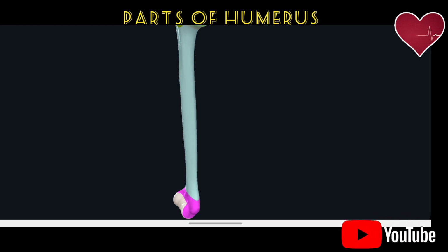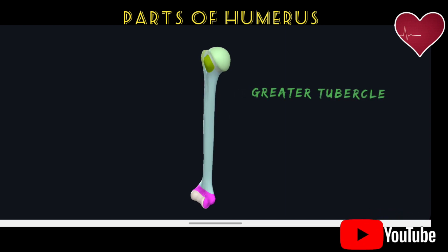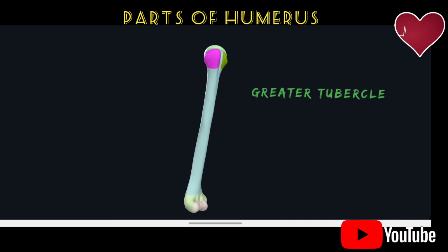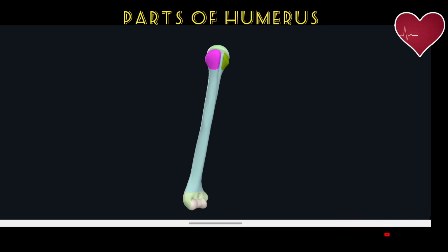And next we are going to see the greater tubercle. Greater tubercle, yeah, this part. It projects laterally from the junction between the anatomical neck and the body of the humerus, and it is located posterior to the lesser tubercle.